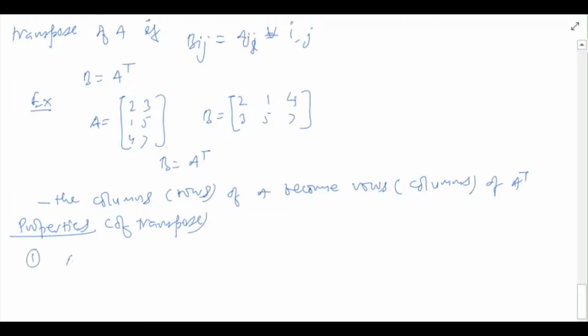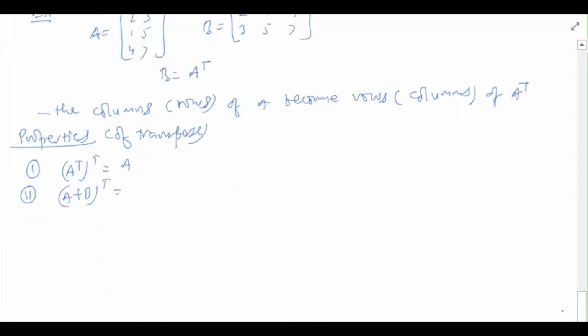First property is transpose of transpose is the original matrix itself. Second one says that if I have two matrices A and B, if I add them and take transpose, that is like first taking transpose and then adding. Third property says that if alpha is a scalar and A is a matrix, then transpose of alpha A is alpha times transpose of A.